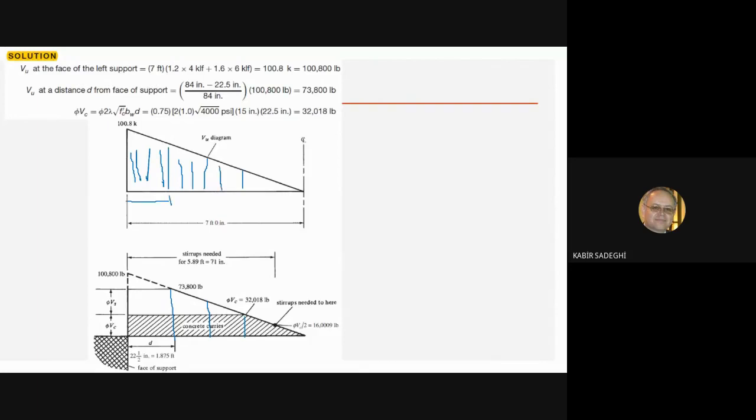Therefore, you had S1. You calculated for this one. You have S2, it's not the minimum one that I told you. This is for this one. And you calculate another VU and apply this value up to this point that you need a stirrup.